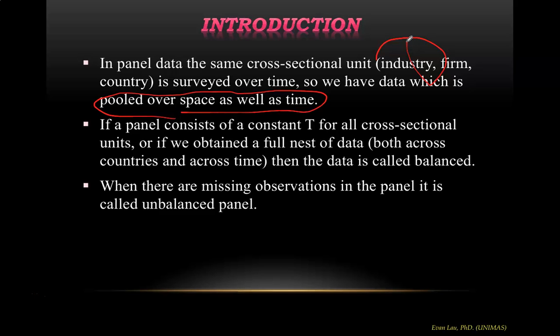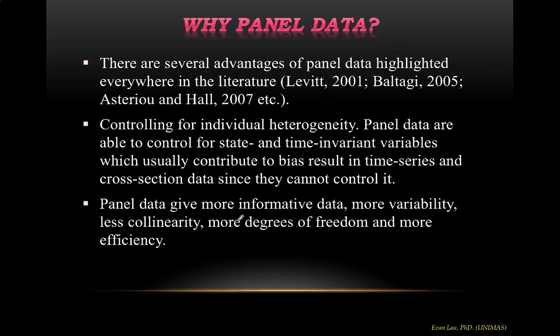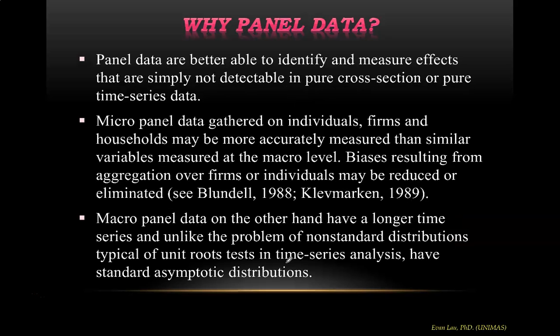As I told you, if all the data is there, we call it a balanced panel. An unbalanced panel means that certain years or certain cross sections are missing or not available. That is okay, no problem, we can do both estimations. Missing variables are acceptable in this sense. I already explained this indirectly: more informative, more variability, less collinearity, more degrees of freedom, more efficient.